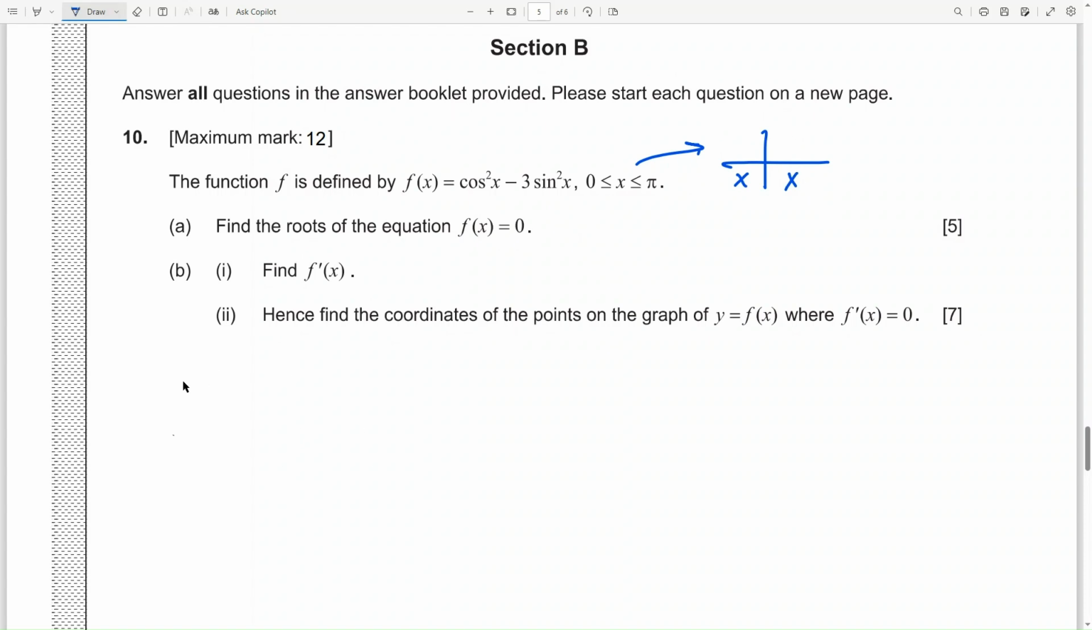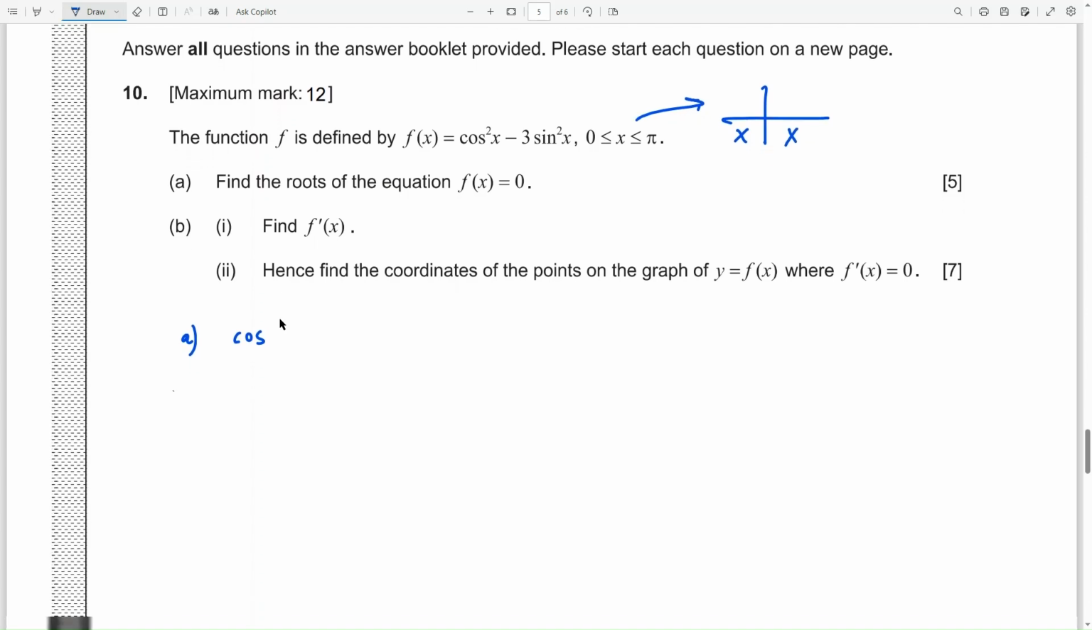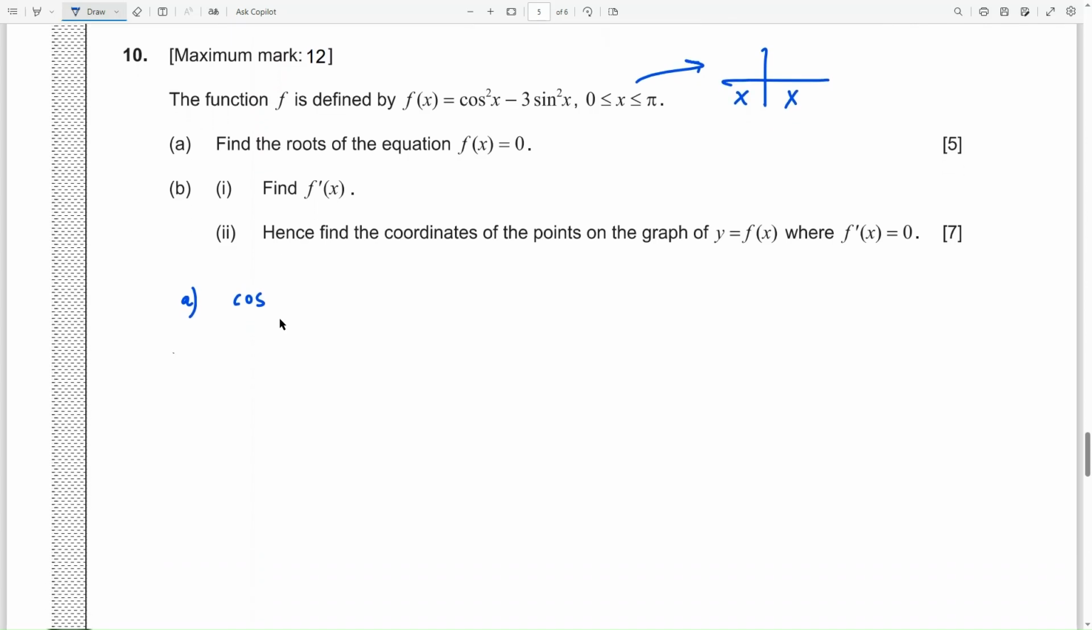Cos squared x minus 3 sine squared x. We can use another identity to rewrite cos squared x. It's really up to you which one you use. There are quite a lot of variations, but I'm just going to use the Pythagorean one, the one that said cos squared plus sine squared is equal to 1.